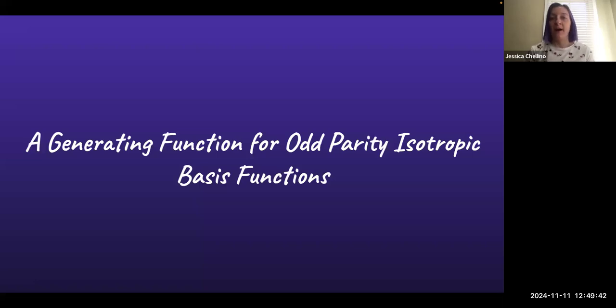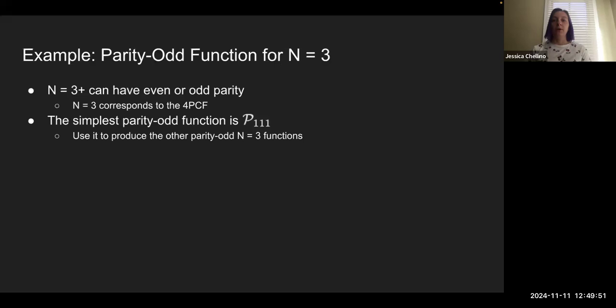Great, but how do we obtain the odd parity isotropic functions, which are really what we want when we're doing a parity violation search? Well, n equals 3 and higher can have even or odd parity because n equals 3 corresponds to the 4PCF. Now, if we look at the example for n equals 3, the simplest odd parity function we can have is P111. So let's think about how we can use this P111 to produce the odd parity functions.